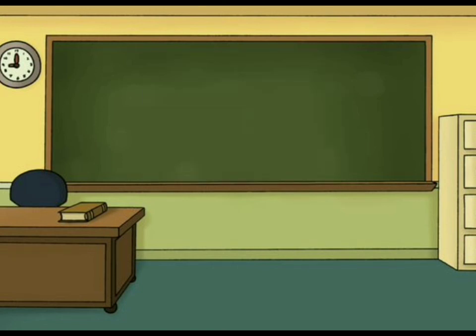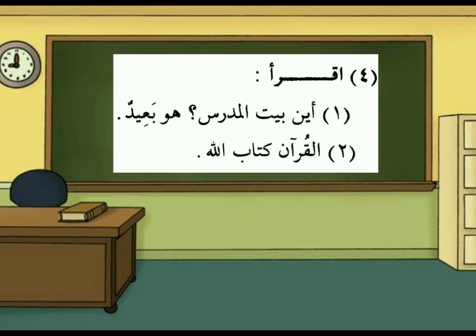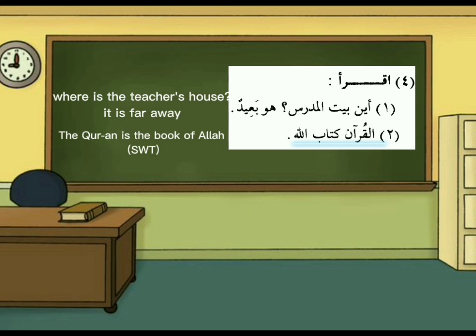Okay, so now let's proceed to the fourth phase of our exercise, which is ikra, or read. In this fourth phase, we're just going to read what is written there. Number 1, Aina Baitul Mudarrisi, or where is the teacher's house? Huwa Baidun, it is far away. Okay, so the next one is Al-Qur'anu Kitabullahi, or the Quran is the book of Allah.